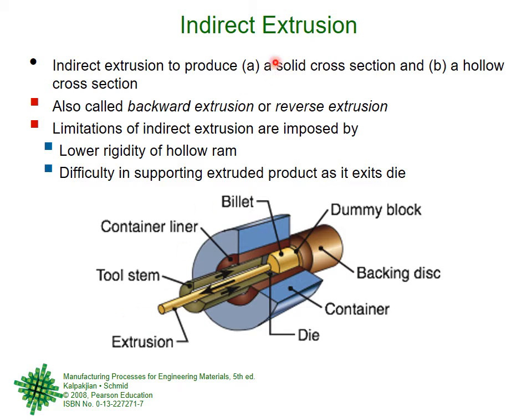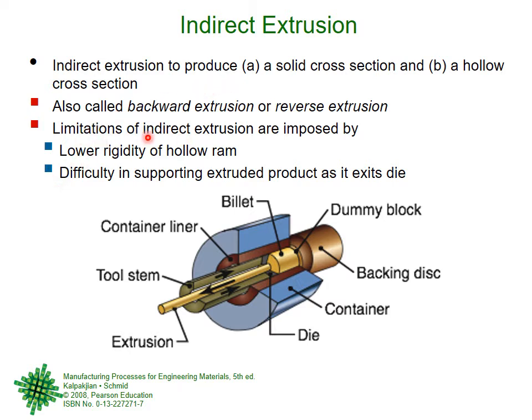So that is why it is called indirect extrusion or backward extrusion or reverse extrusion, because you are applying force in this direction and the material is coming back opposite to it, not in the same direction, right? So it is blocked here, but through the die it is forced back. Okay. So this is indirect extrusion. And here it is generally used for a hollow cross section. Sometimes for a solid cross section, sometimes for a hollow cross section.